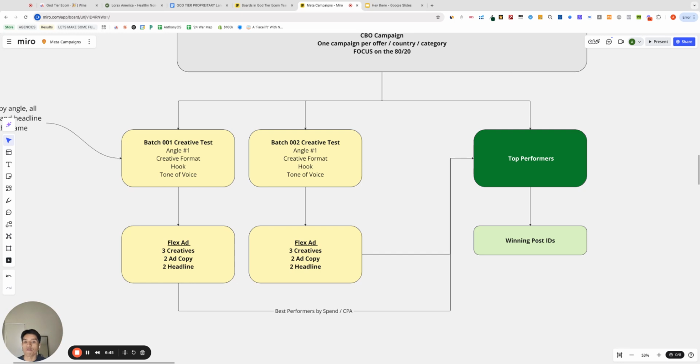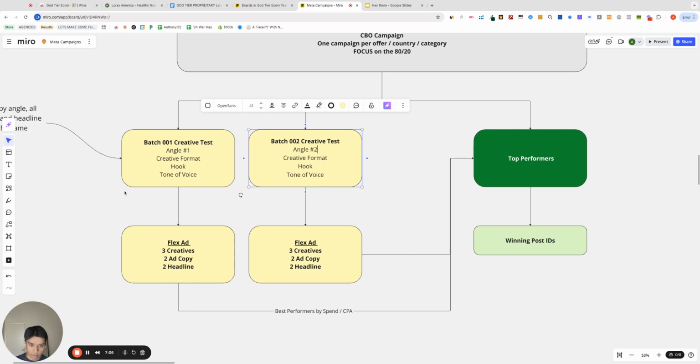So my first batch of creatives is going to have angle number 1 with a certain creative format, with a certain hook, and a tone of voice as well. I personally am loving using flexible ads because I'm getting really good performance using those, but you can use individual ads if you want to as well. To be honest, I don't think that matters as much as the quality of the creative that you're putting.